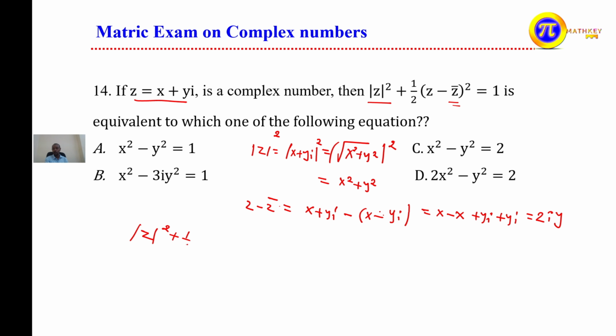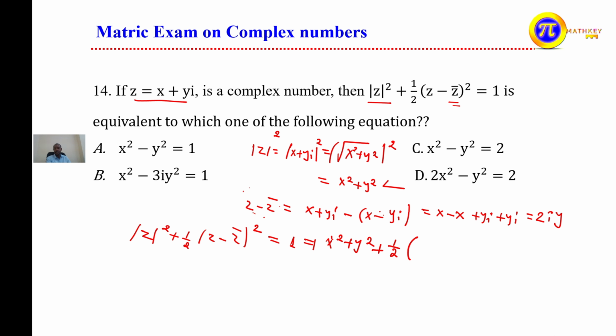plus 1 over 2 into z minus the conjugate of z, squared, is equal to 1, which implies norm of z squared. We did this one here, which is equal to x squared plus y squared, plus 1 over 2 into the square of this one.